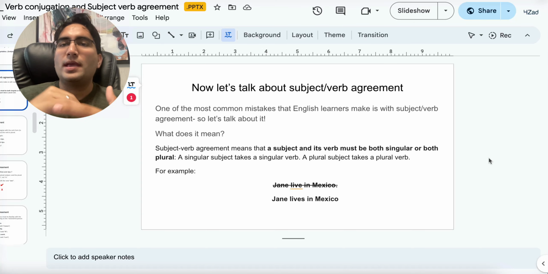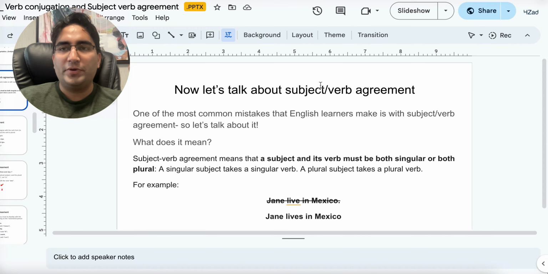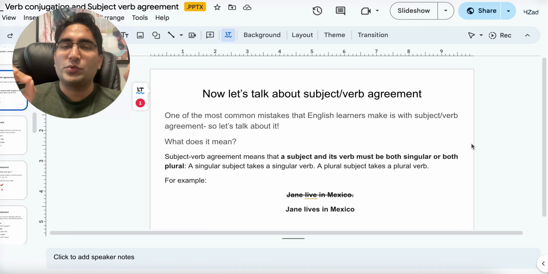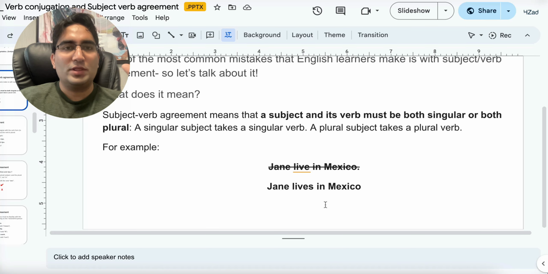This is a lesson we have to do, and we have to get better at this. This is called Subject-Verb Agreement, one of the most common mistakes in English. If you get this right, you will say most of your sentences correctly. So here are some examples. Let's see what this means.